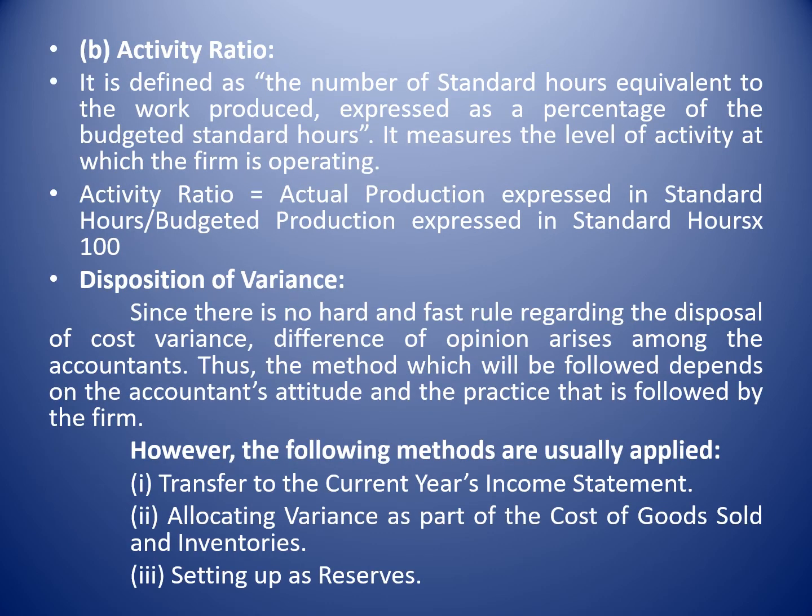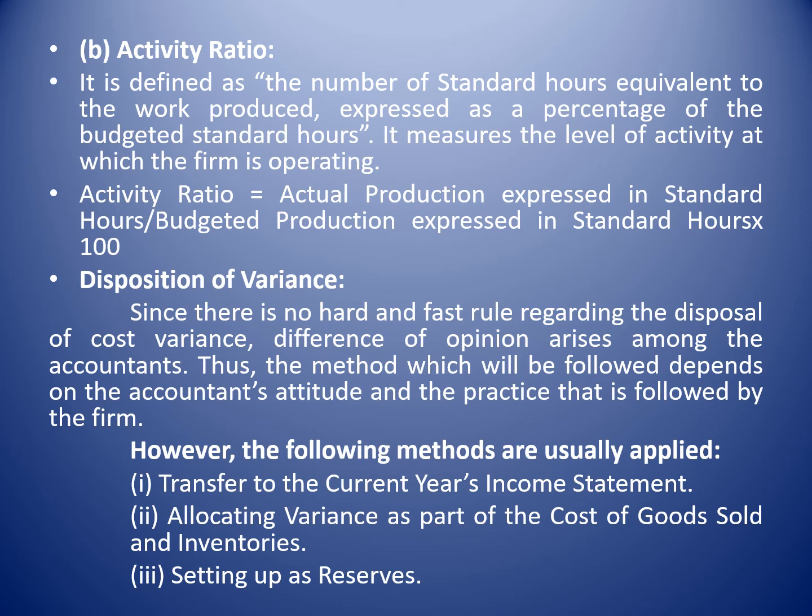Then the second one is activity ratio. It is defined as the number of standard hours equivalent to work produced expressed as a percentage of the budgeted standard hours. It measures the level of activity at which the firm is operating. Activity ratio is equal to actual production expressed in standard hours, over budgeted production expressed in standard hours, into 100. Then, disposition of variance.